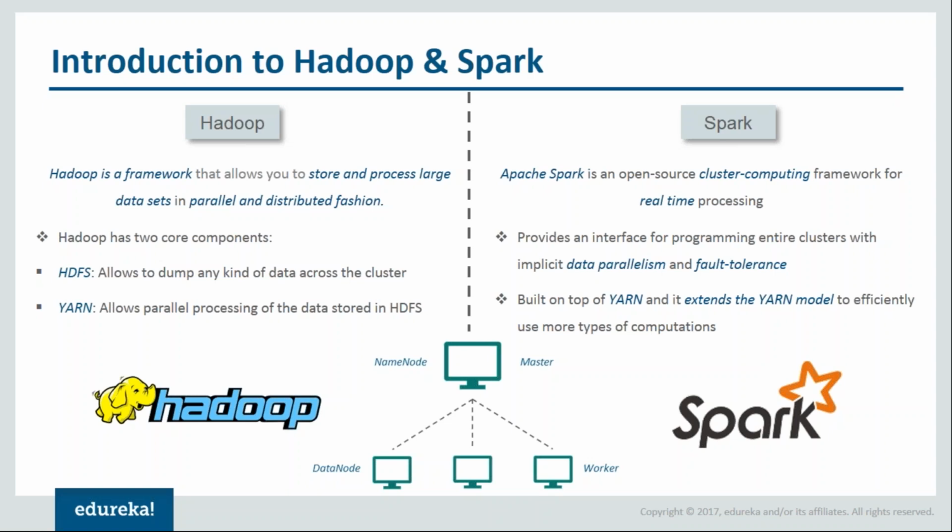And this is the processing unit of Hadoop, which allows parallel processing of the distributed data across your Hadoop cluster in HDFS. Then we have got Spark. So Apache Spark is one of the most popular projects by Apache, and this is an open source cluster computing framework for real-time processing, where on the other hand, Hadoop is used for batch processing, Spark is used for real-time processing. Because with Spark, the processing happens in memory, and it provides you with an interface for programming entire clusters with implicit data parallelism and fault tolerance.